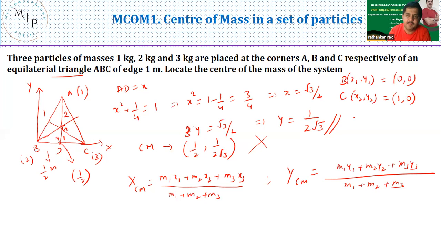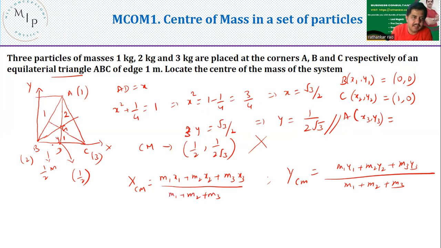And what is the next coordinate? A. B, C, A. This is x3 comma y3. x3 comma y3 should now be equal to, what is the coordinate here? See, this is 1 unit. Now this coordinate we already found out. Our students have done this wonderful work.